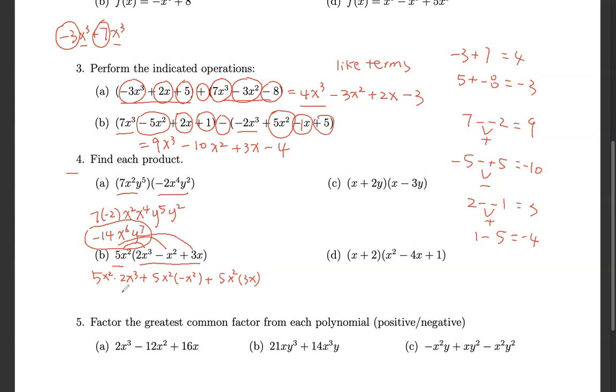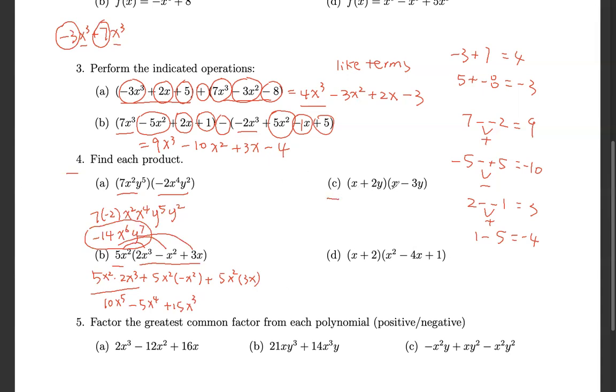All right. So you see 5x squared is a monomial multiplied by the first one inside the parentheses, multiplied by the second one, multiplied by the third one. In mathematics, we call this distribution. So multiply number with number. 5 times 2, 10. x squared times x cubed, x raised to 5. 5x squared times negative, that's -5, x raised to 4. Then 5x squared times 3x, that's 15x cubed. We still get a trinomial.